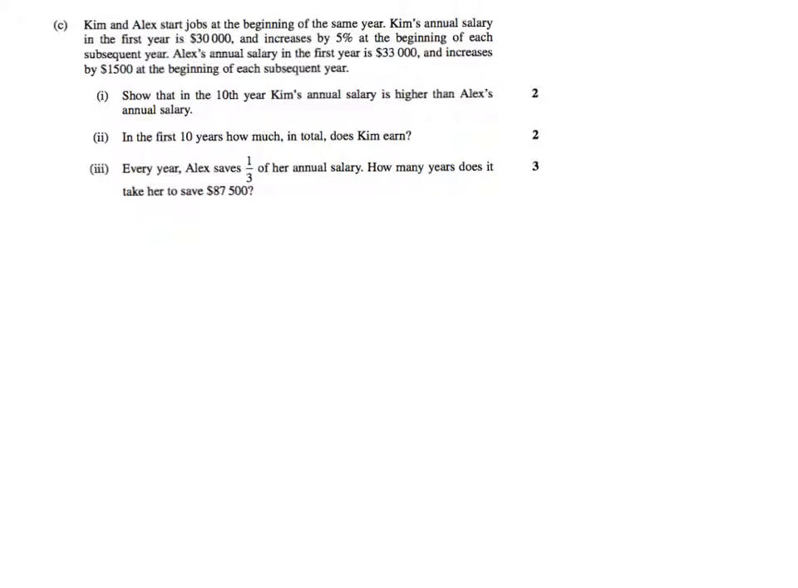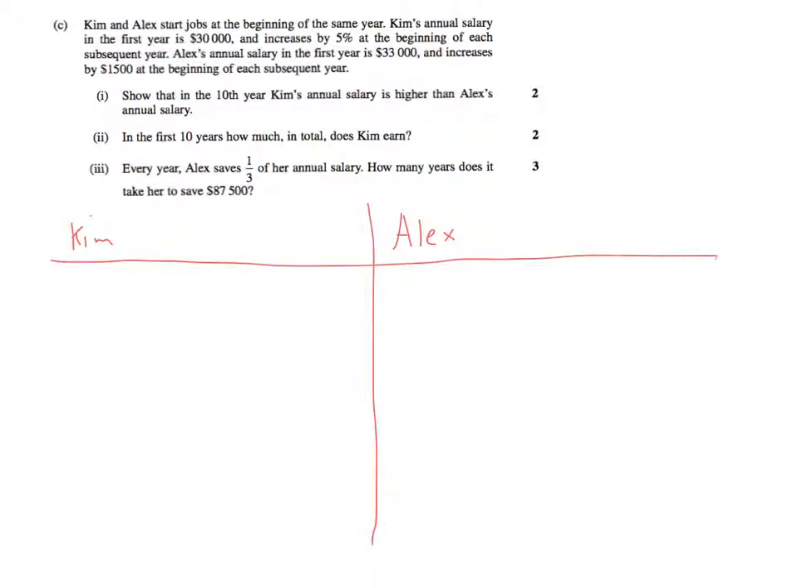Well, essentially what we've got is an AP versus a GP. Let's set up two parts of the page here. I think we say that if we've got Kim on this side and we've got Alex over here. Now, to work out which one's the AP and which one's the GP, the one going up by a percentage is going to be the GP. So Kim's annual salary in the first year is $30,000. So her first year is $30,000, and Alex's is $33,000.